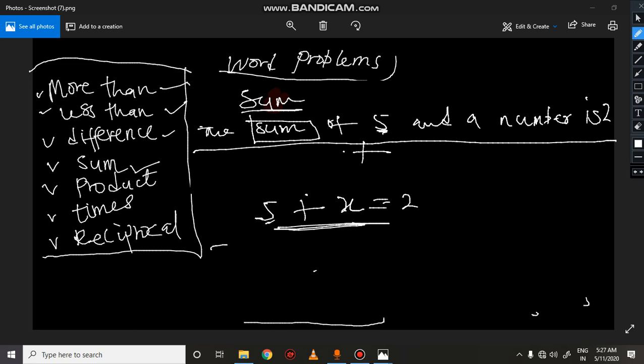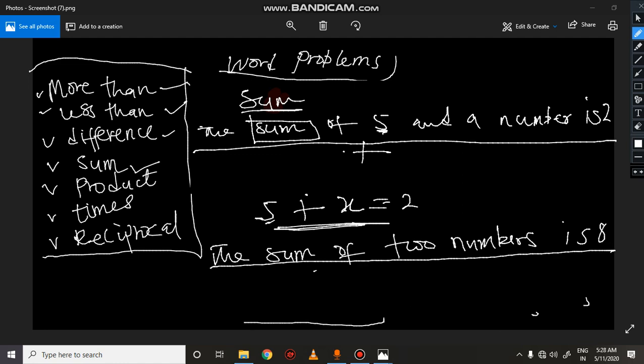So let's take this: the sum of two numbers is 8. Two numbers, I don't know both of the numbers. When I'm reading the whole of this, I get to the sum. So sum, I'll write my plus, of two numbers. Two numbers I don't know, so x and y, is 8. So I'll bring my 8.